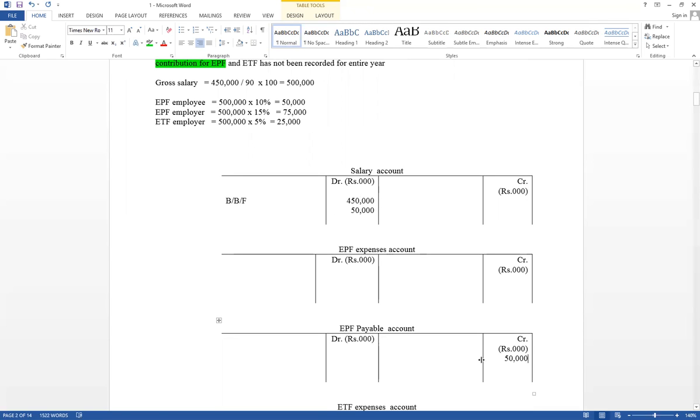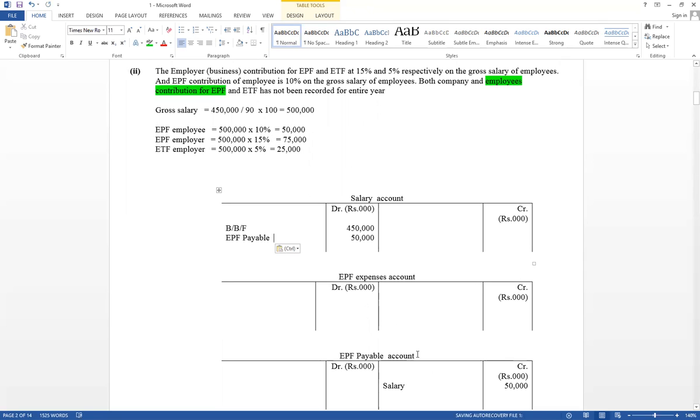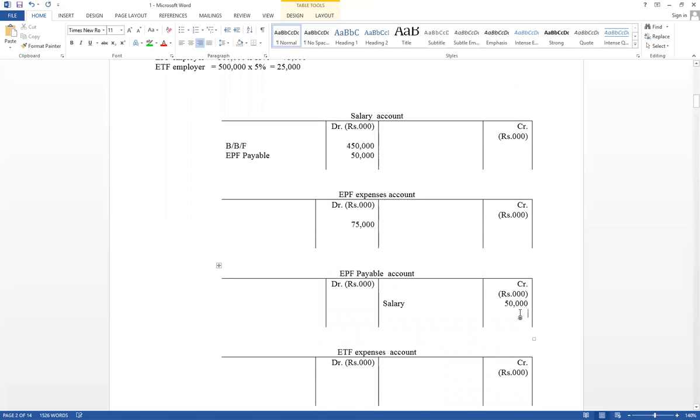Therefore, here as salary, the name of the other ledger account, and salary account debit as EPF payable. Think about double entry. And the contribution of the employer, 75,000: EPF expense account debit, EPF payable account credit. It is another expense, it does not affect salary. Therefore, EPF expense account debit as EPF payable, and EPF payable account credit as EPF expense.